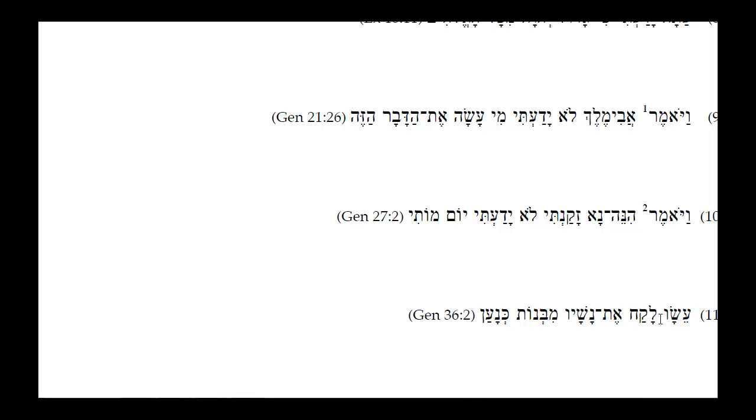Esav lakach et nashav mibnot, or mibenot Canaan.